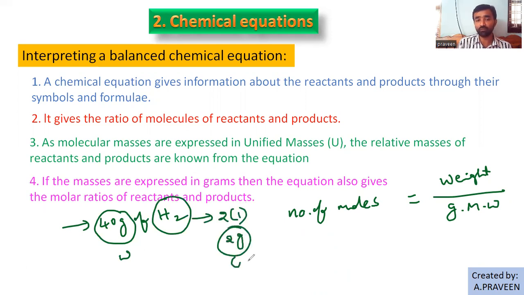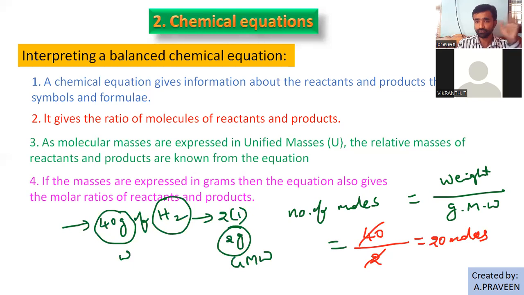This is gram molecular weight. So the number of moles of hydrogen is equal to the calculated weight, which is 40 grams, divided by the gram molecular weight of hydrogen, which is 2 grams. So it is equal to 20 moles. This is the meaning. Any confusion in this? How to calculate the number of moles? Any confusion? Ask me immediately.